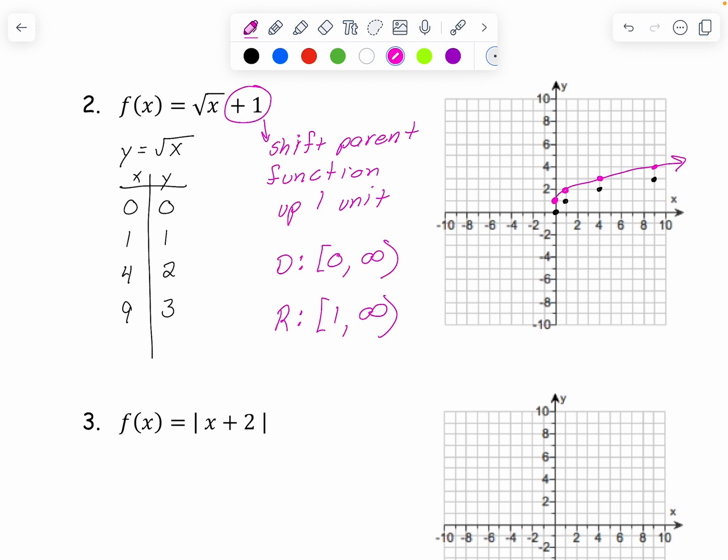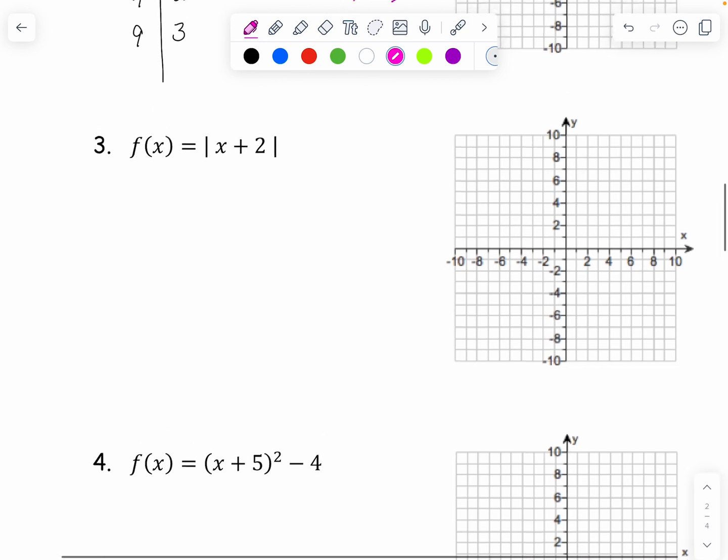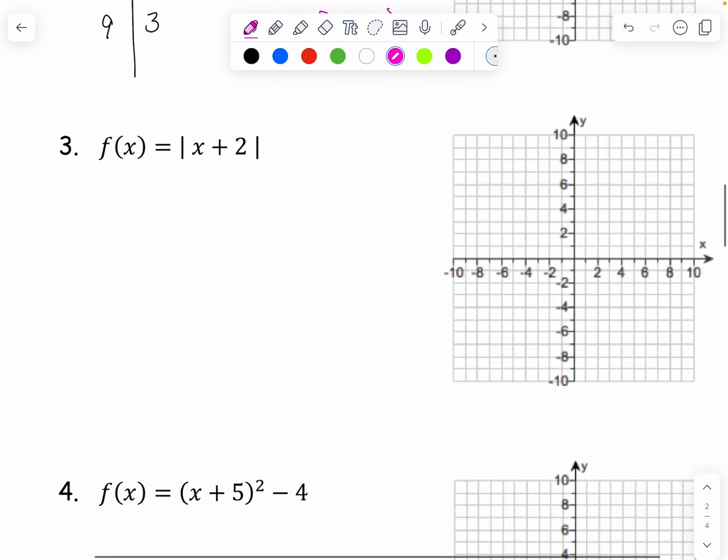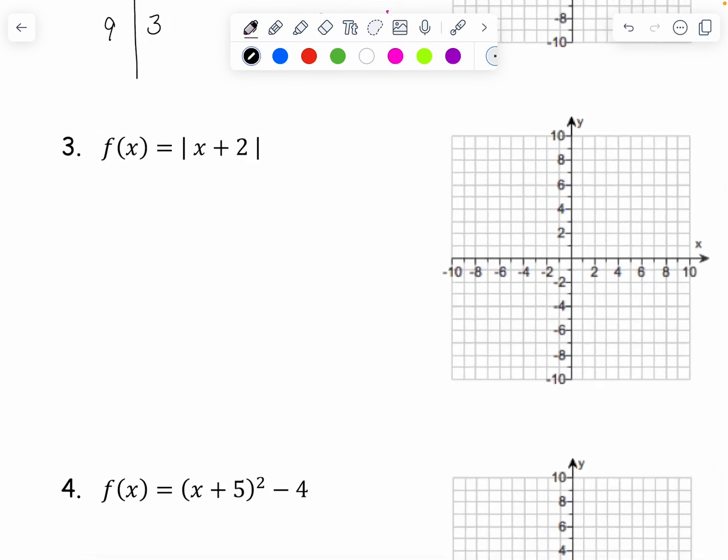Alrighty, that's number 2. Number 3, we have an absolute value function again. So we know that our parent function will be y equals the absolute value of x, and we know that those parent function points are going to be (-2, 2), (-1, 1), (0, 0), (1, 1), and (2, 2). So we put those on our graph, and we have our little tiny v here, which could go further, but we're just choosing to stop.